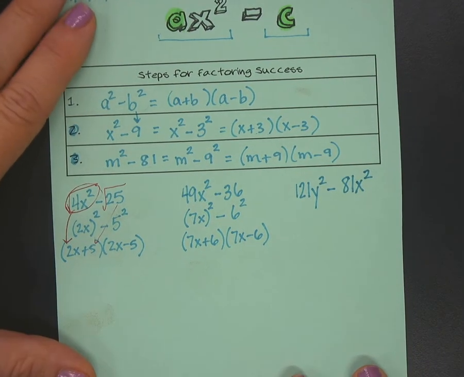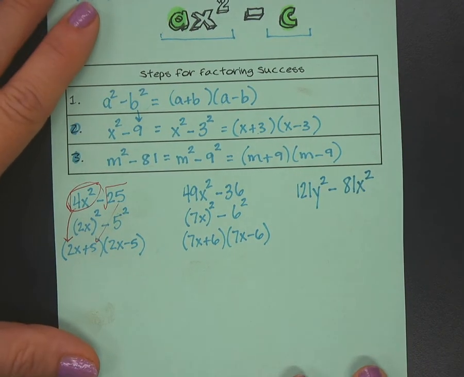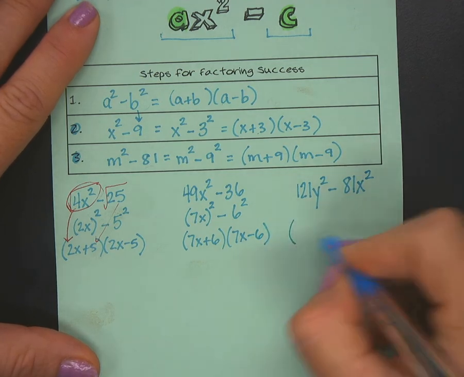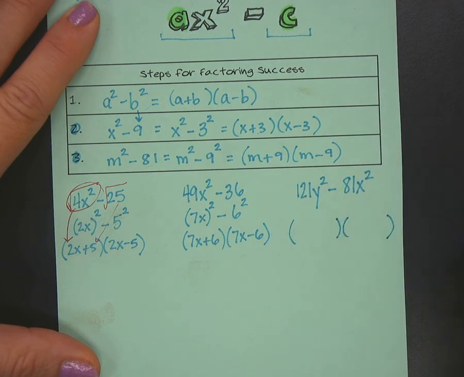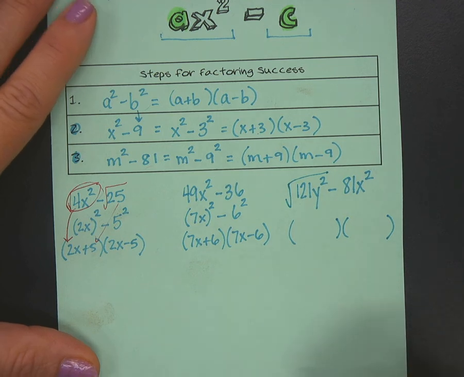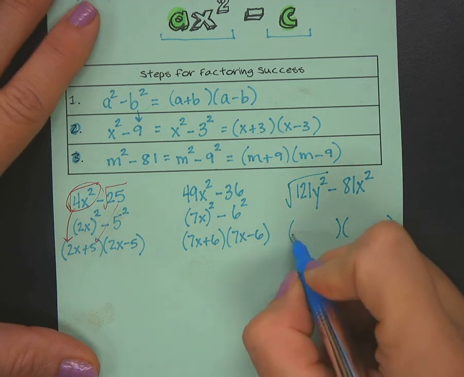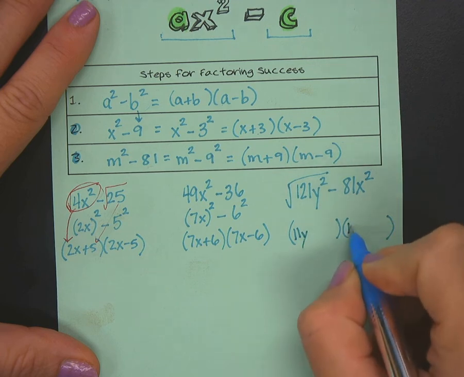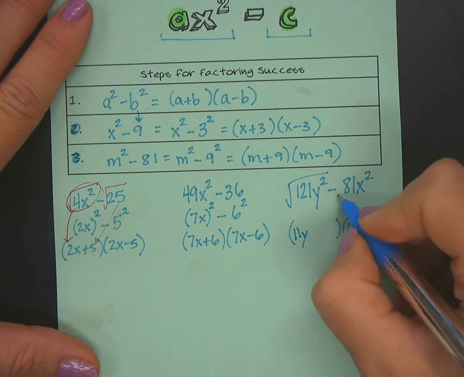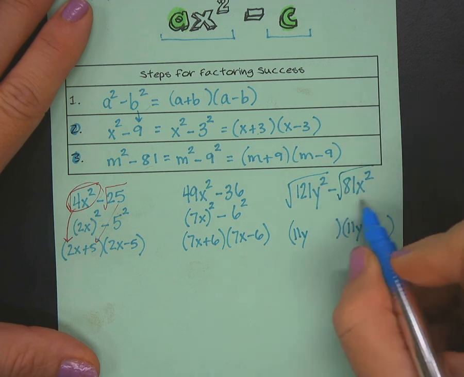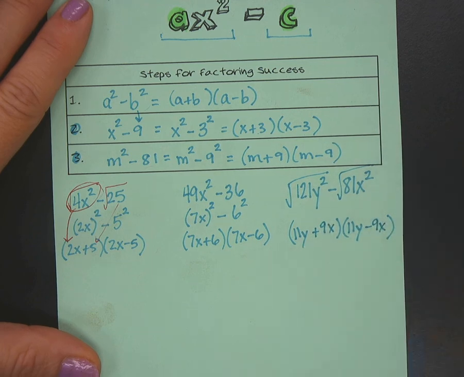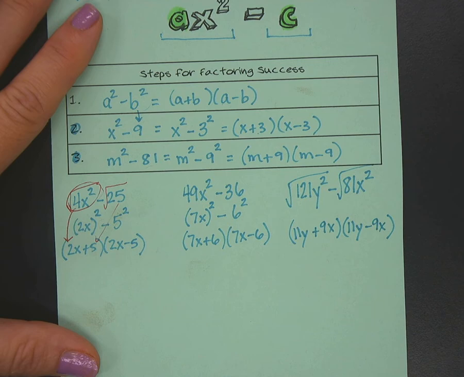Okay, so let's take a look at this one. You should recognize that those are perfect square numbers. As a shortcut, what's the square root of 121y squared? Well, that's 11y. So both of these terms are going to start with an 11y. And we take the square root of this last term to get 9x and minus 9x.